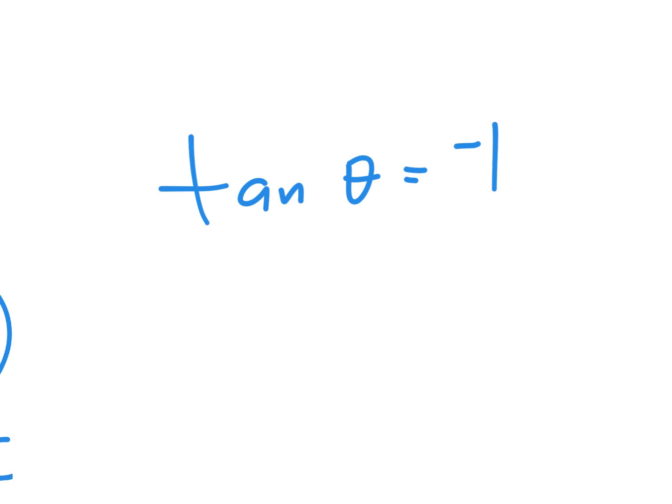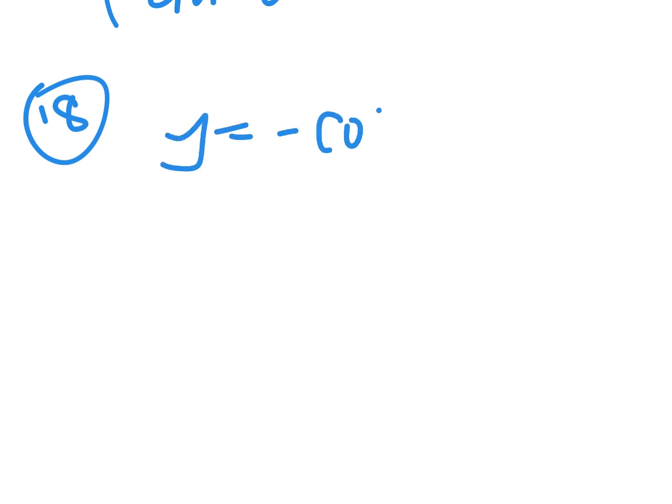Kira. Number 18. Everybody look at 18 for a second. All right. Fundamentally, that's cotangent. For those at home, number 18 looks like this. It is y equals negative cotangent of x minus 1.